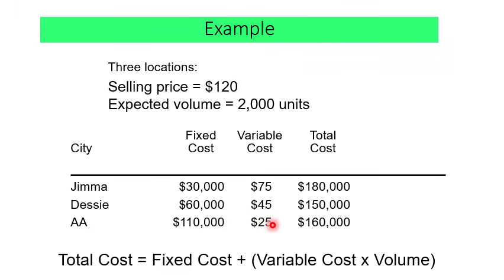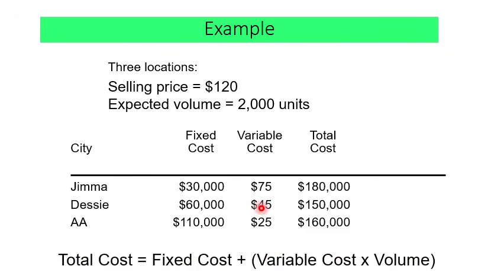Then the total cost, because the volume is provided, we can calculate the total cost as fixed cost plus variable cost. And in order to calculate the total variable cost, we multiply the expected volume with the per unit variable cost. So here, the total cost can be calculated as fixed cost plus variable cost times volume.